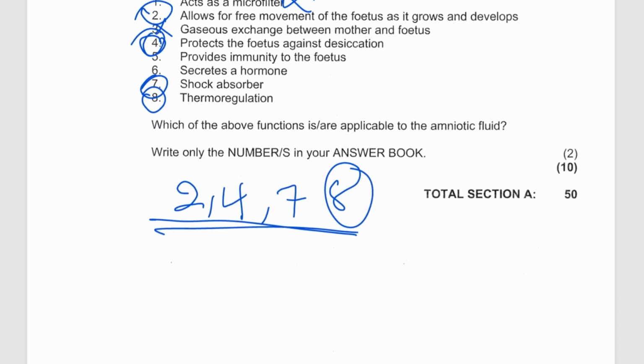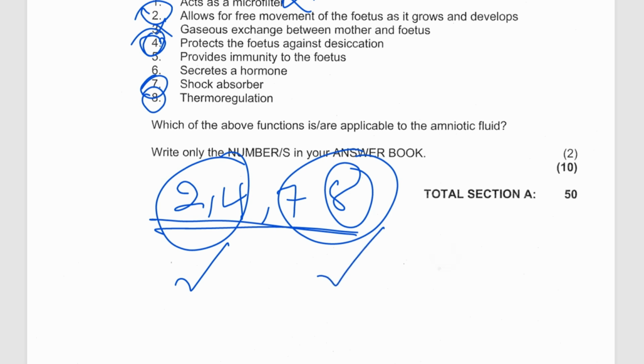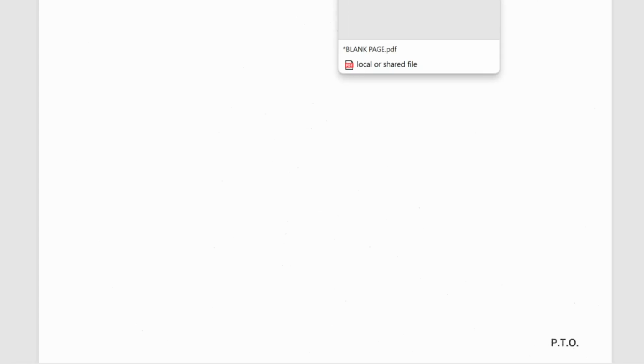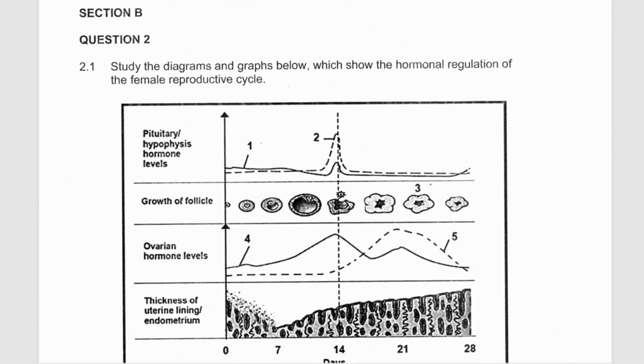How to mark? I don't know. Maybe for each one they give you a mark. So what if you just got 1? It will depend on the discussion which will be done in that regard. So I think you got 50 out of 50 in that regard. So let's go to the next question, which is section B.